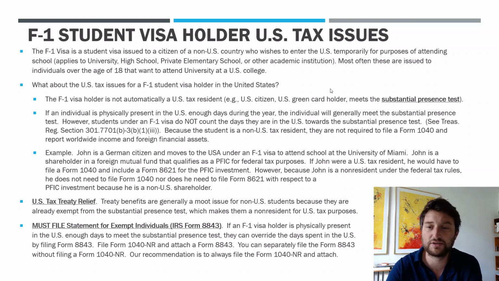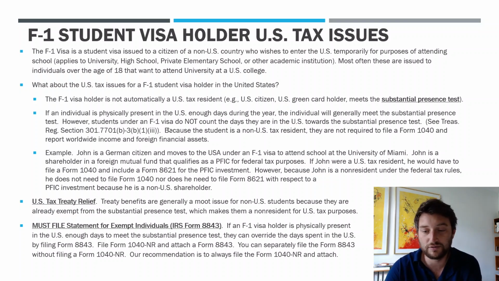So U.S. tax residents, rather, include individuals like U.S. citizens, U.S. green card holders, and then individuals that meet the substantial presence test. Okay, so the substantial presence test, what is that? It's any type of visa, even if you don't have a visa, so let's say you're in the country illegally, if you are physically present in the United States enough days during the year, you can meet the substantial presence test, and that makes you a U.S. tax resident, right?